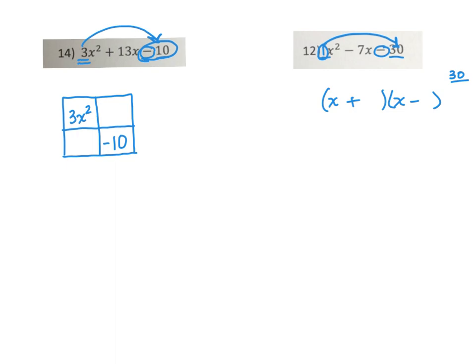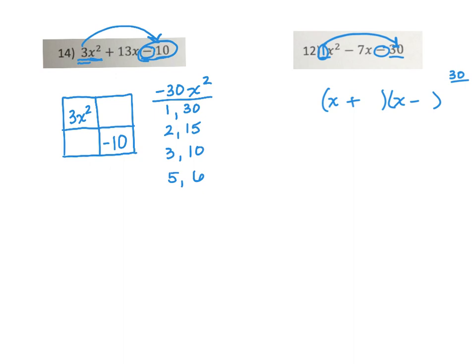So when I do 3 times negative 10, I'm going to get negative 30. And it's actually, there's an x squared there also. So it's really negative 30x squared. And I'm going to think about how to break down negative 30. Well, just like we did before, we're going to have 1 and 30. So this part is the same. 2 and 15. 3 and 10. 4 doesn't go, but 5 and 6 work, okay?